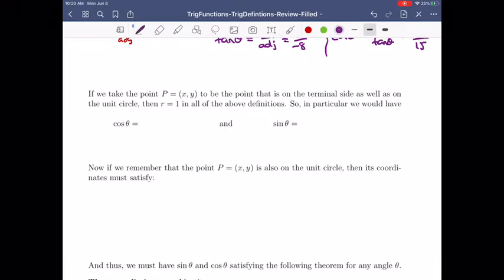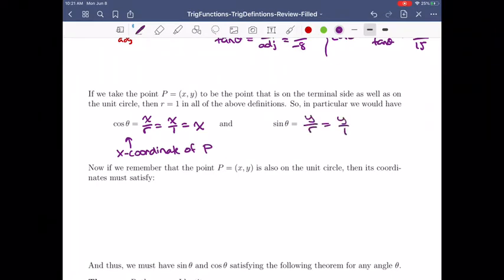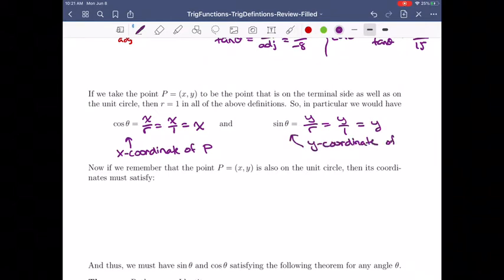Remember, cosine used to be x over r. Now it's x over 1, so just x. So cosine is the x coordinate of our point, and sine used to be y over r, so it's now y over 1, or just y, so sine is the y coordinate of P.